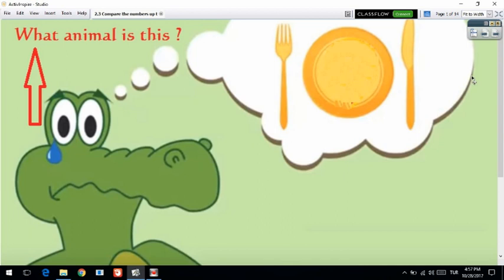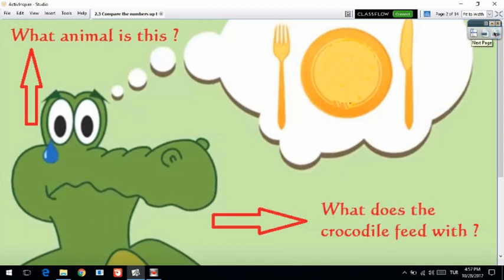Now I have a special question for it. What does the crocodile feed with? There is a plate, but there is nothing in it. So what can you put in it? First of all, what kind of things does it eat? Can we say child? Yes. Animal? Yes, an animal that's smaller than it. Then, can we say man? Yes. Babies, children, humans. Then chicken, so birds and other things. But this is about our real life.